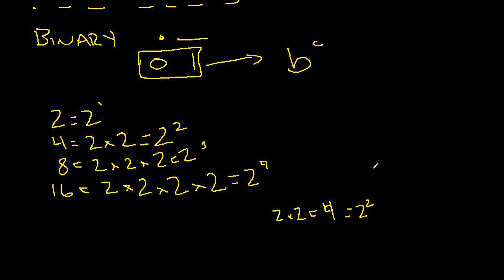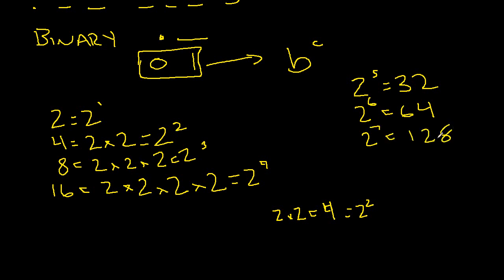And that becomes important for the future of computer science as we continue going along. Like 2 to the 5th is going to end up being 32, and 2 to the 6th is going to end up being 64, and then 2 to the 7th is going to end up being 128, and then 2 to the 8th is going to end up being 256, and so on. And we'll see these numbers again and again as we continue.